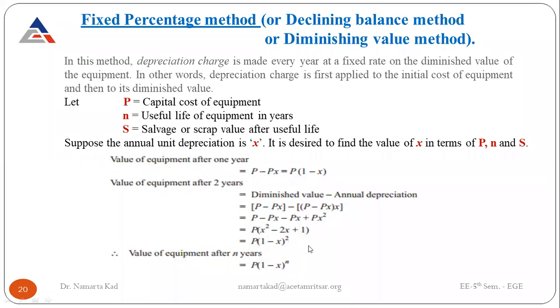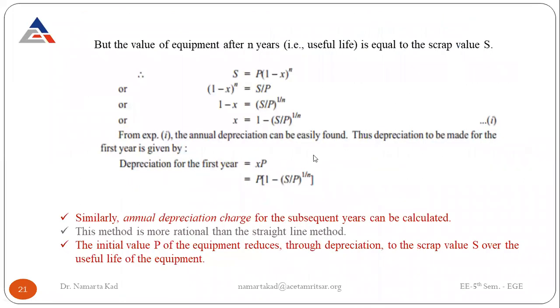Okay, so this is the net result. S, that is the salvage value, comes out to be P into (1 minus X) raised to power N. This is the same formula that we have recently derived on the board. And from here, if you want to calculate X, that is, what is the fixed percentage, what is the value of that X? So simply divide S by P first, then shift the power N to this side as 1 by N, and X comes out to be 1 minus (S by P) raised to power 1 by N.